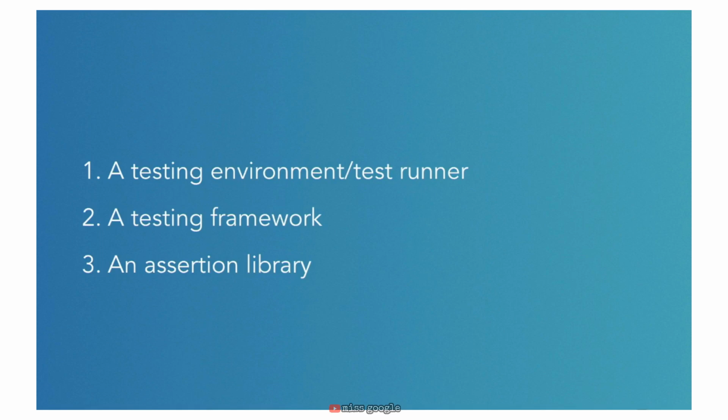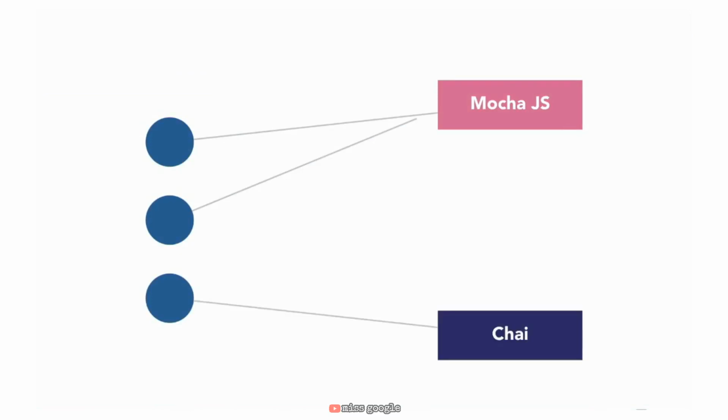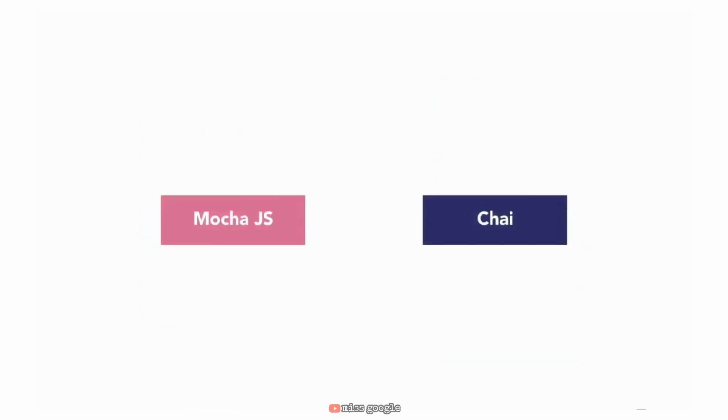Most of the JavaScript testing libraries you'll find are some combination of these 3 tools. Mocha.js, for example, serves as both a test runner and a testing framework. Chai, another popular library, is simply an assertion library. And Jasmine and Jest, 2 more popular libraries, go for an all-in-one approach and contain all 3 tools you need for testing. For this course, we're going to be using Mocha as our test runner and framework, and Chai as our assertion library.